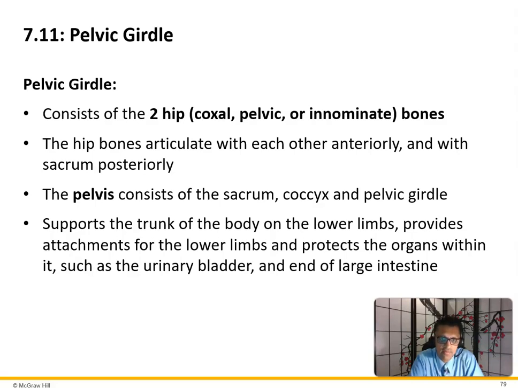The pelvis itself consists of the sacrum, coccyx, and pelvic girdle. So the entire pelvis contains the pelvic girdle, sacrum, and coccyx. Okay, so that's the pelvis. The pelvic girdle consists of the two hip bones itself. It supports the trunk of the body on the lower limbs, provides attachments for lower limbs, and protects the organs within it, such as the urinary bladder and the large intestine.